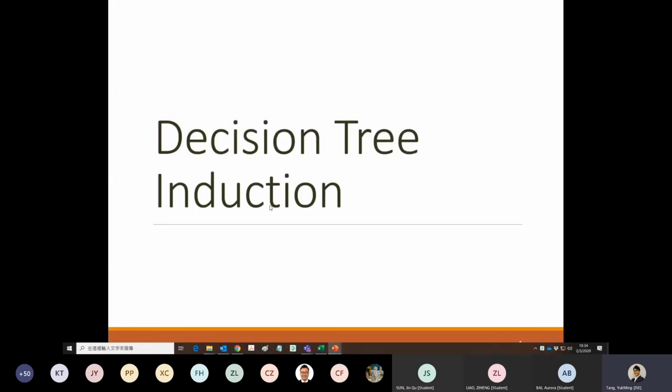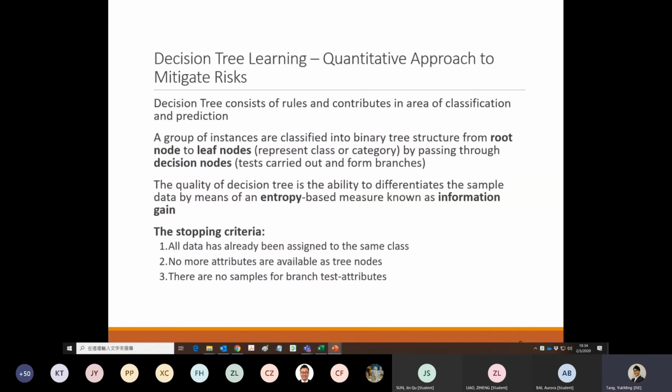Okay, so we are going to talk about decision tree induction. So what is the decision tree? Decision tree is similar to rule-based reasoning, which is a very commonly used artificial intelligence technique. In this technique, we make use of the decision tree to make decisions. We call it a decision tree because in order to make the decision, we make use of the binary tree structure.